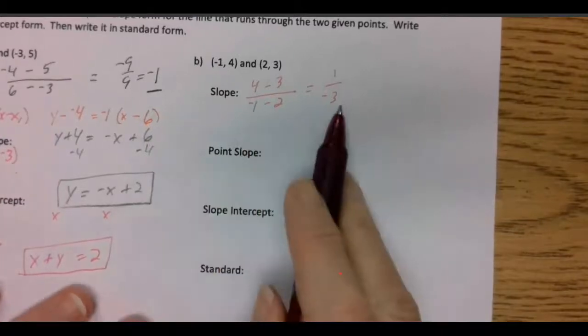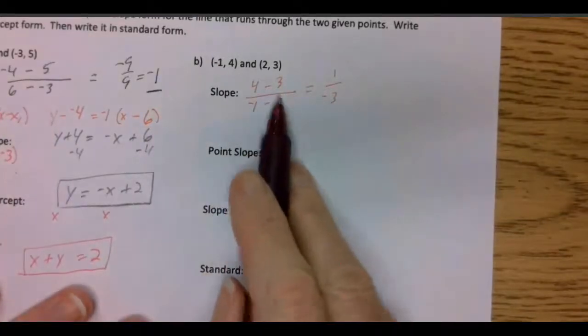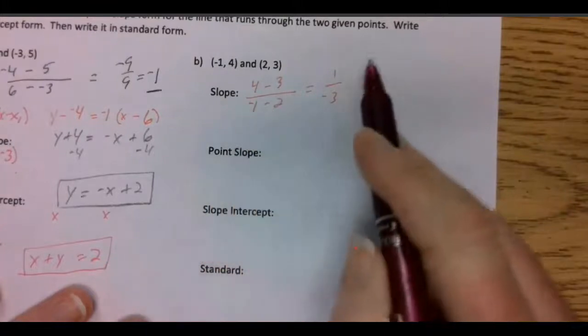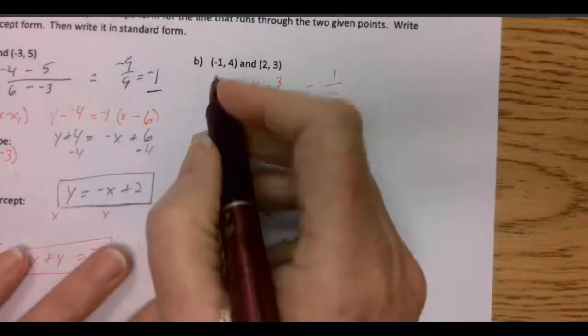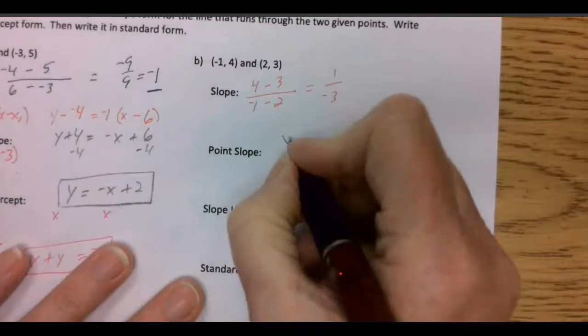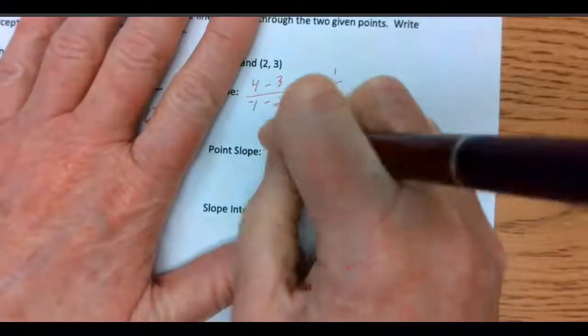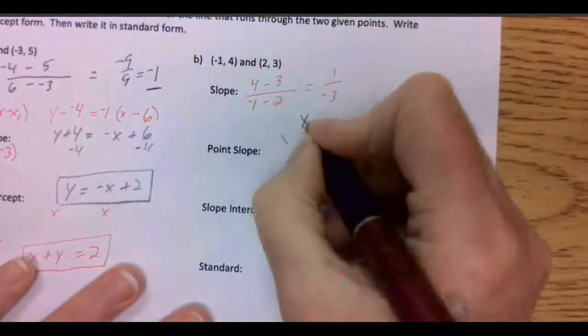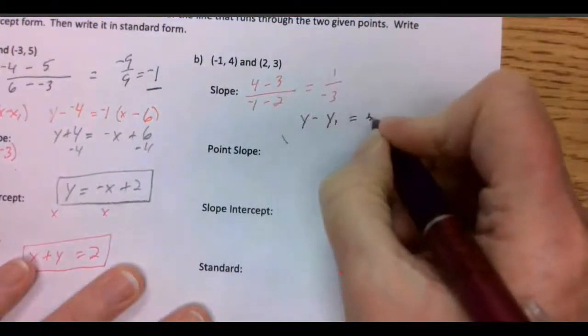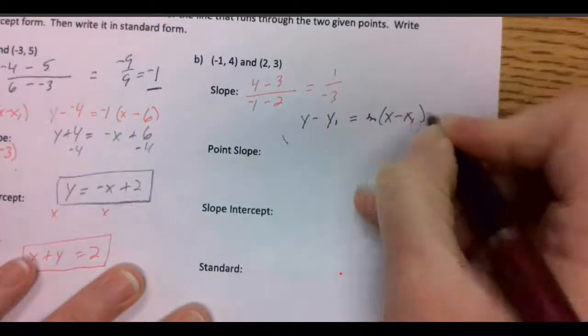So now we're going to use that as slope. I did do it right, didn't I? Always double check yourself, especially when you get a fraction. So we're going to use that first point. What is slope, point slope form again?